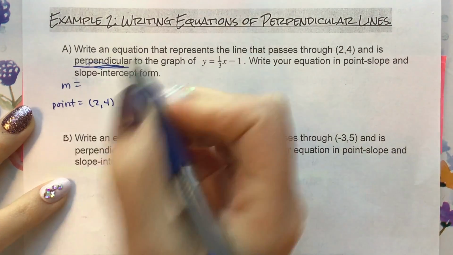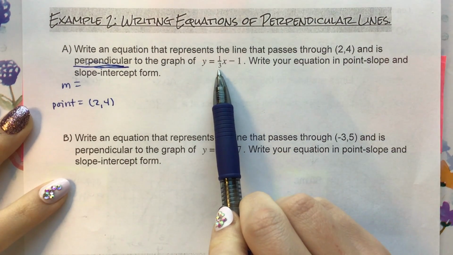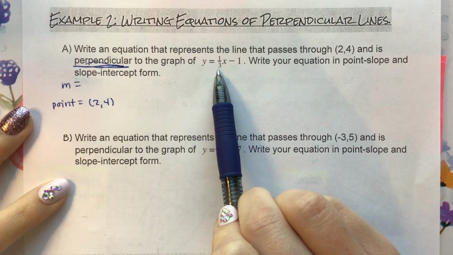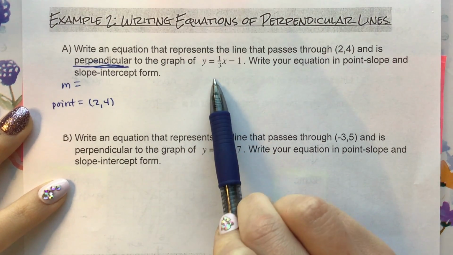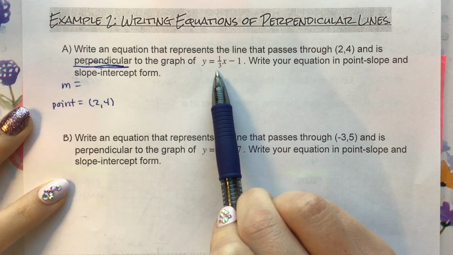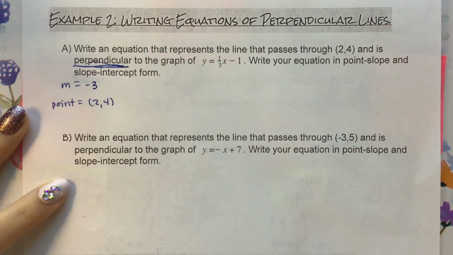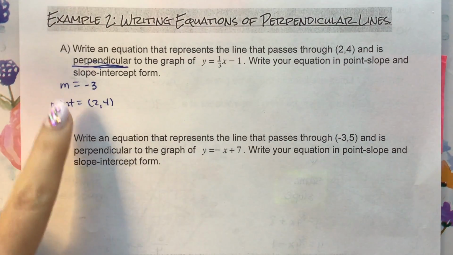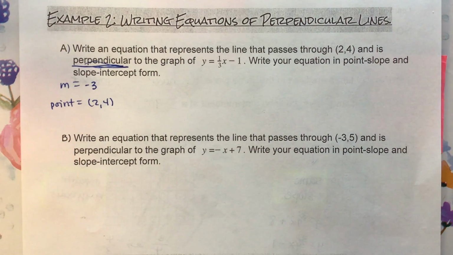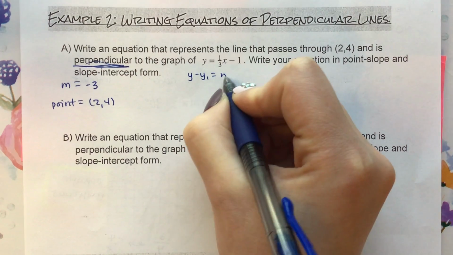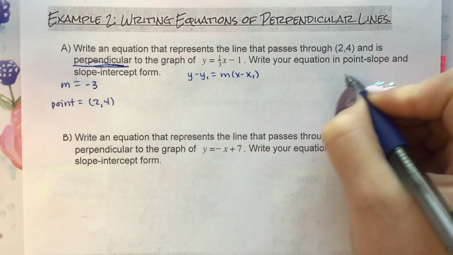That's easy. m is the opposite reciprocal because it's perpendicular. So I have to take 1/3 and flip it upside down. So then that becomes 3/1. Then I need to make that the opposite sign so it becomes -3. I have my slope, I have my point. I'm ready to put this into point slope form. So that is y minus y sub 1 is equal to m parentheses x minus x sub 1.